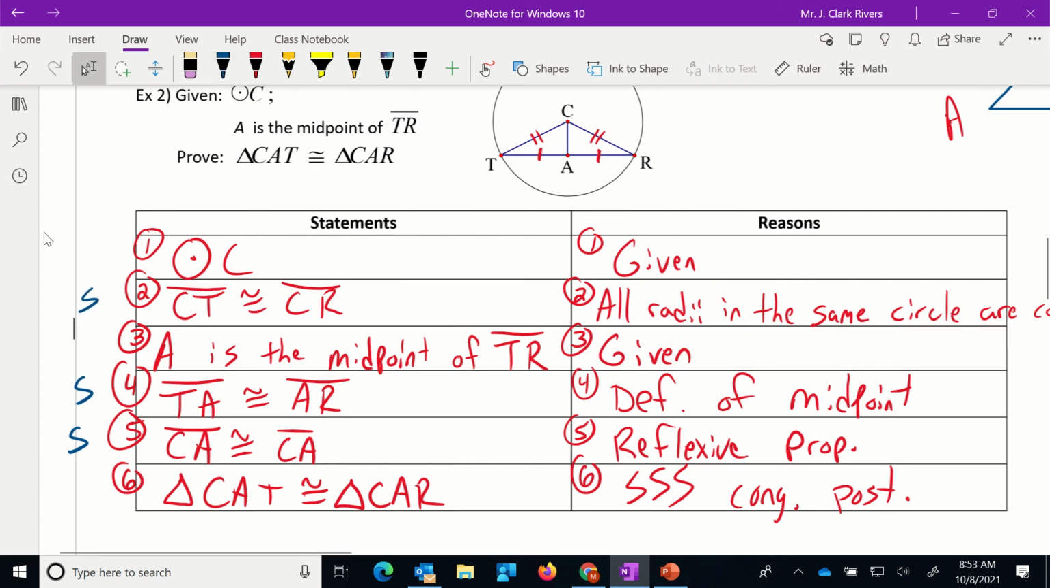If you don't have the 3 sides explicitly written out, you will not receive full credit. So whatever postulate you're using, whether it's side angle side or angle side angle or side side side, each of these letters needs to be reflected in one of these statements up above.